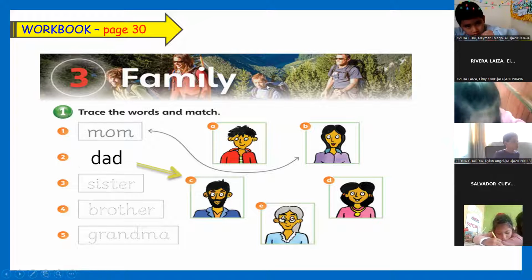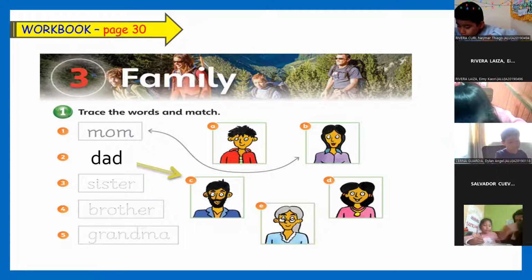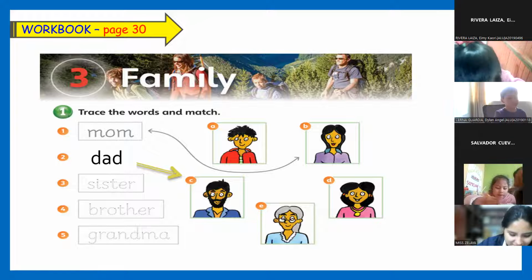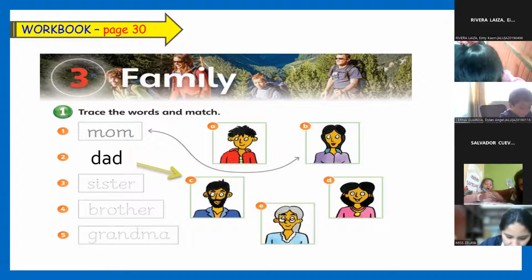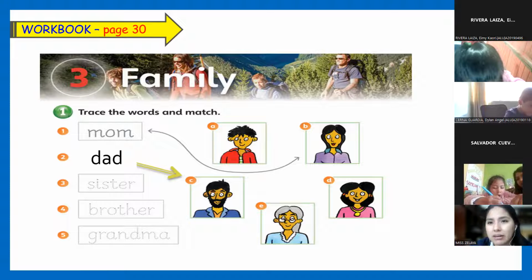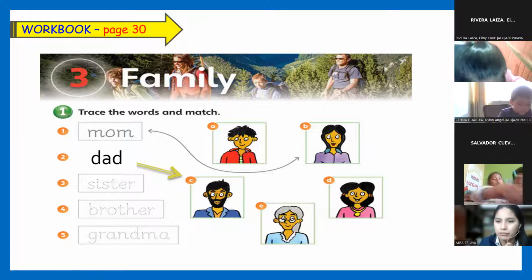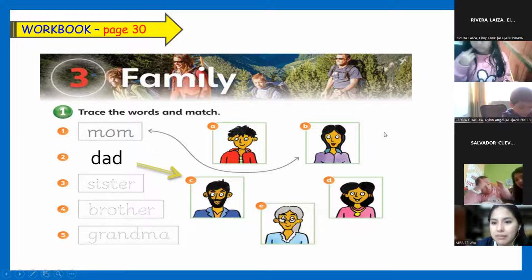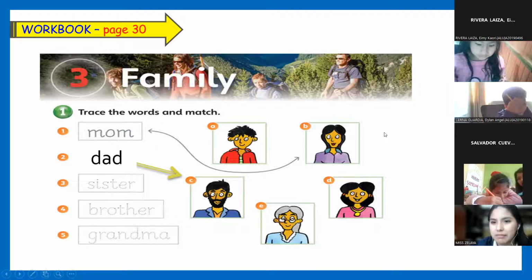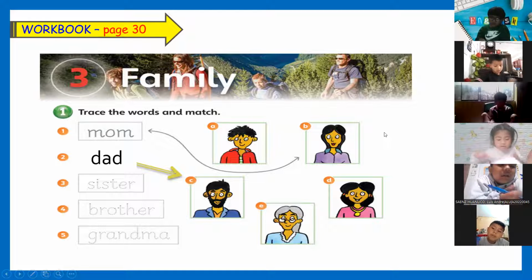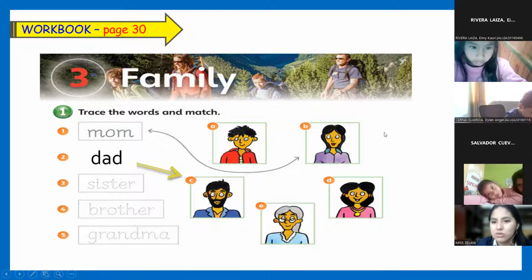Okay, so let's continue. Continue with number 3. Another volunteer. Excellent. One moment, please. Amy Rivera, the number 3. What member of the family is the number 3? What letter is it? Yes. Dime, Luis Sáenz.